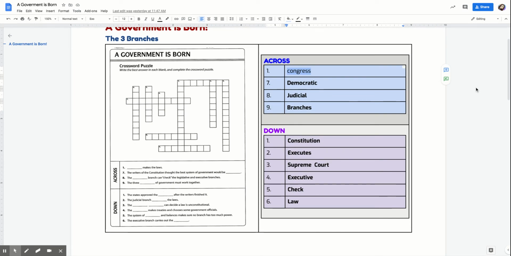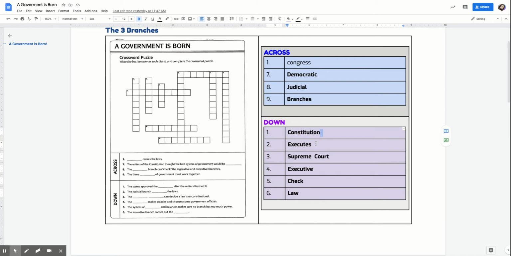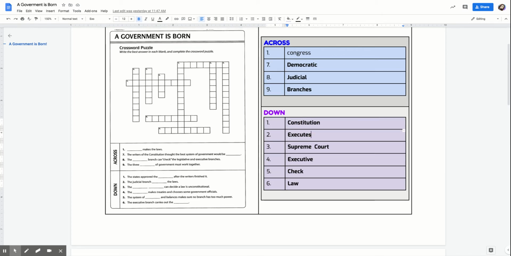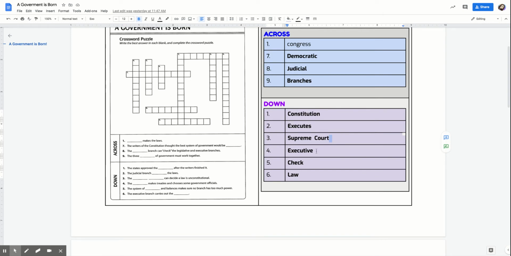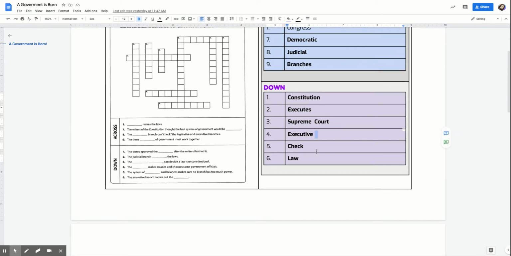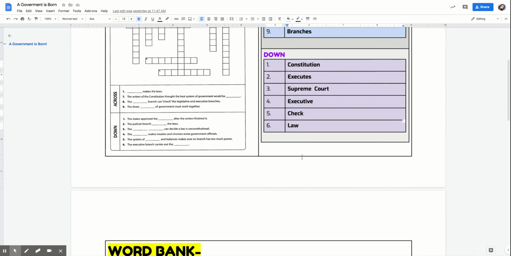Okay. So we said number 1 across was Congress. Number 7 across was Democratic. Number 8 across was judicial. Number 9 across is branches. Number 1 down is Constitution. Number 2 down is execute. Number 3 down is Supreme Court. Number 4 down is executive. Number 5 down is check, and number 6 down is law.